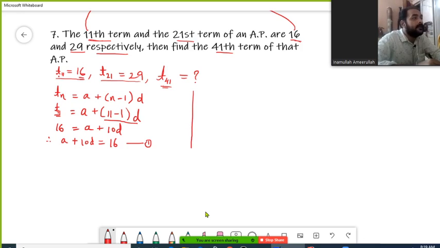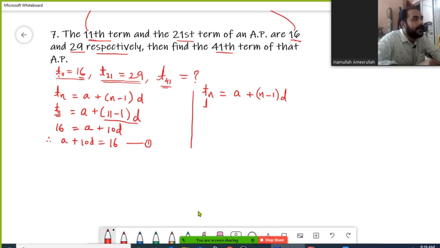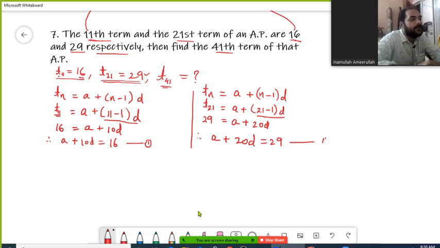Now in the same way I can find another equation with the help of this information. T21 is 29. Again I'll use the same formula, Tn equals a plus (n minus 1) into d. So for T21, a plus (21 minus 1), and we don't have d, so I'll write d. T21 is 29, which is already given. So here I can take 29 equals a plus (21 minus 1) into d, which gives 20d. Again, we have another equation, a plus 20d equals 29. This is my equation number 2.